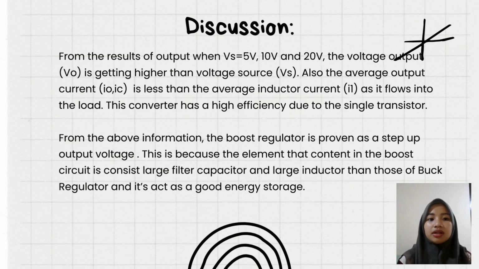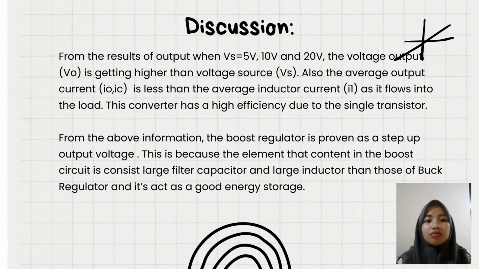Okay, for the discussion, from the result of output that I have figured out before, when I'm using the voltage source 5 volt, 10 volt, and 20 volt, the voltage output that is referred to as V out is getting higher than the voltage source. Also, the average output current that is referred to as IO or IC is less than the average inductor current. This shows that this circuit successfully raises the voltage from the source to the output, showing the biggest increase.